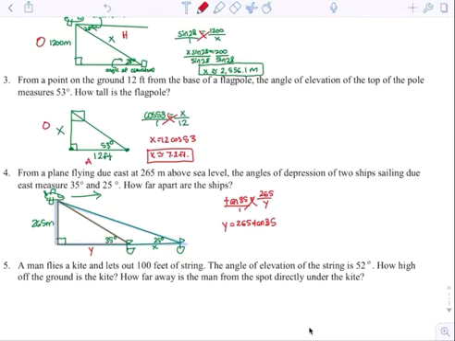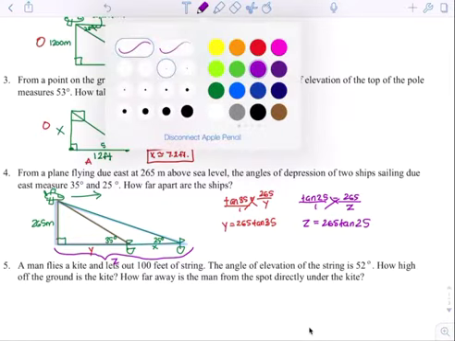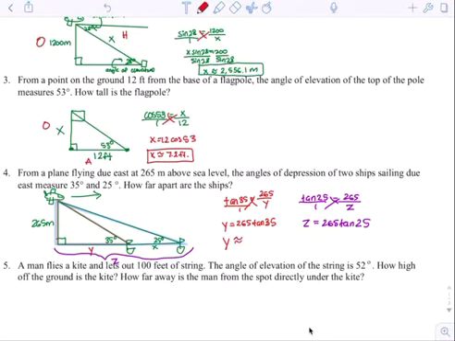Now, in order to get the other one, so this whole length, we'll just call that z. So remember, that whole triangle has a degree of 25 degrees, right? So tan of 25 is equal to opposite over adjacent. So we're going to have 265 all over z. Cross multiply, so z is going to equal 265 tan 25. Remember, we're trying to find the two ships' distance from each other, right? Which is x.